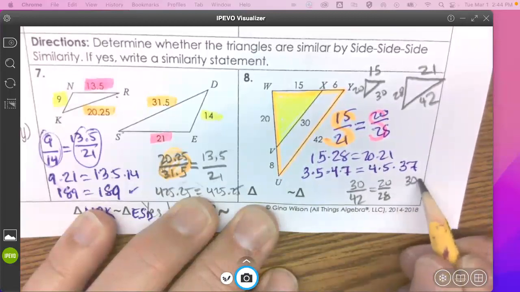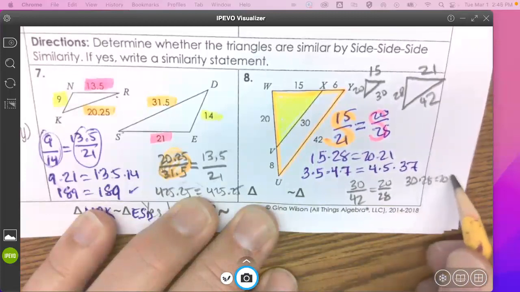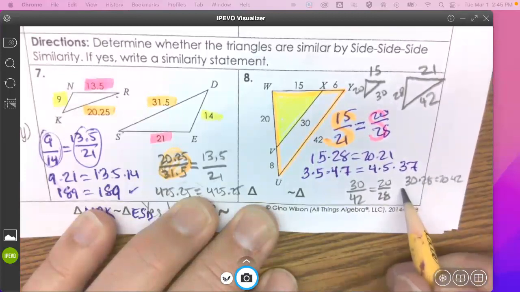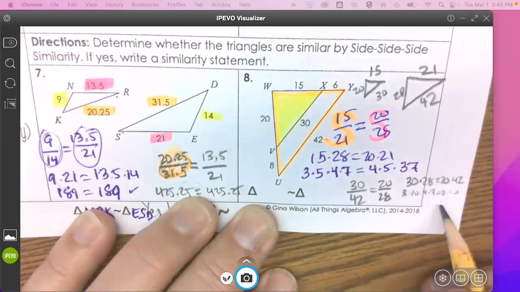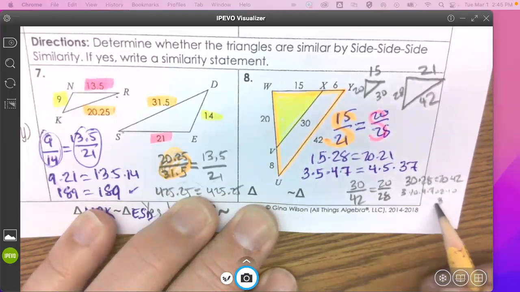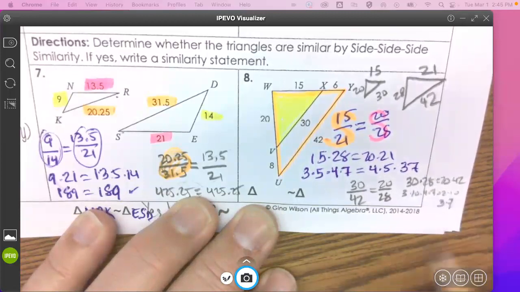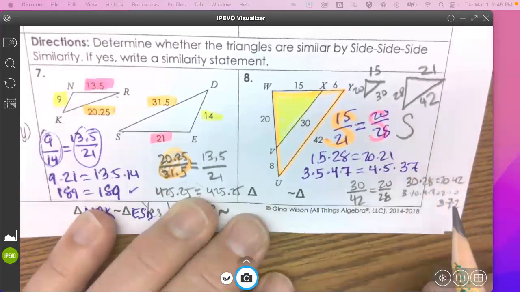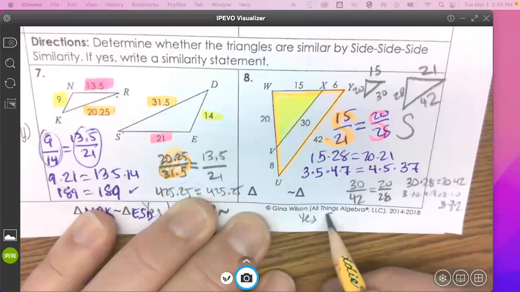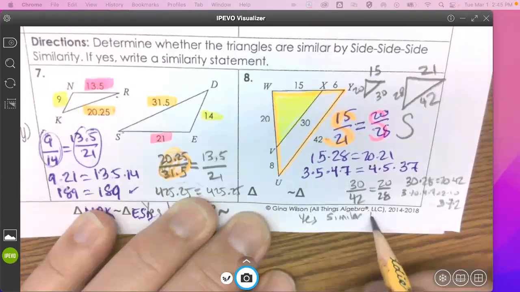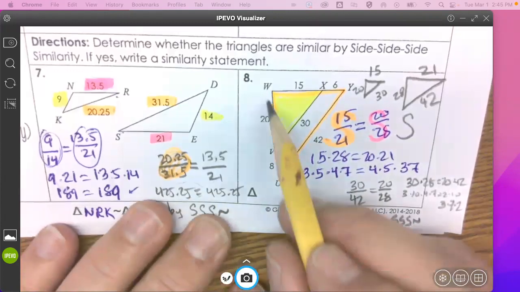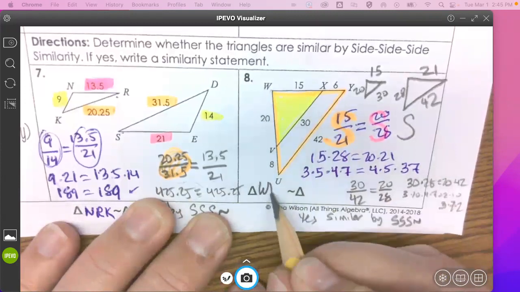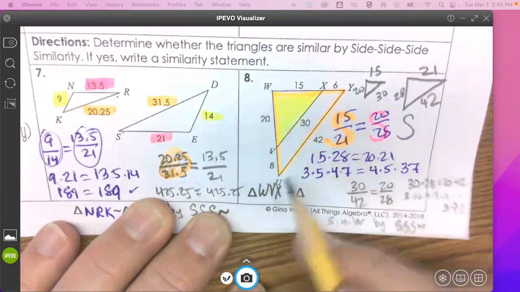So now I've got 30 times 28 equals 20 times 42. So this is 3 times 10 times 4 times 7. This is 2 times 10 times 3 times 7 times 2. So that's going to work out as well. That gives me my third S. So yes, similar by side, side, side similarity. WVX and WY.